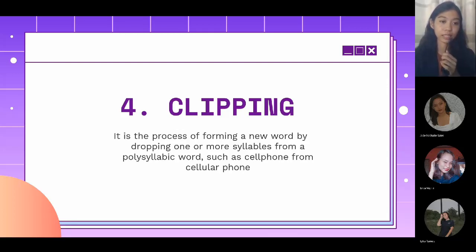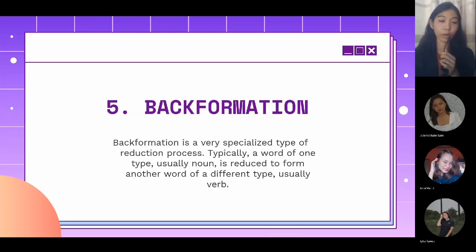Next is back formation. Back formation is a very specialized type of reduction process. Typically, a word of one type, usually a noun, is reduced to form another word of a different type, usually a verb. A good example of back formation is the process whereby the noun television first came into use, and then the term televise was created from it. Television for televise, donation for donate, babysitter for babysit.